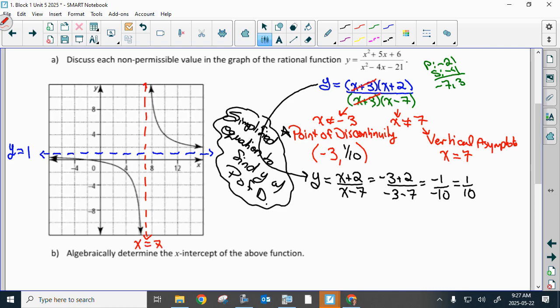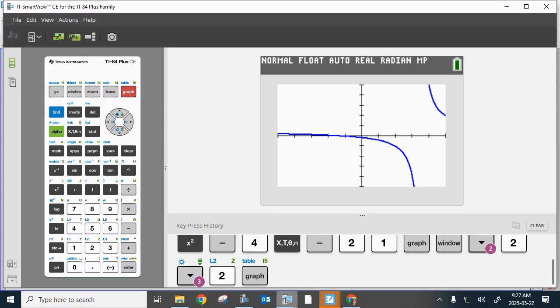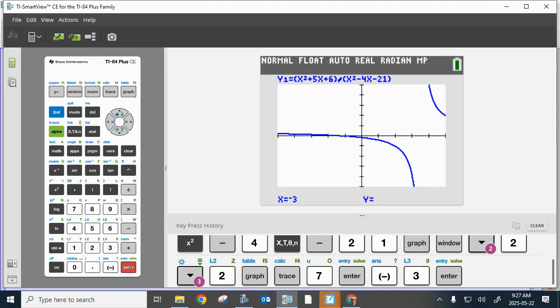So x equals 7 would be your vertical asymptote. My point of discontinuity is negative 3, 1/10. Your calculator doesn't show you a hole. Trace 7, there's my asymptote, it won't give me anything. If I try to put in negative 3, it actually gives me something empty. So my negative 3 is right around here, but it actually won't give me a y value.